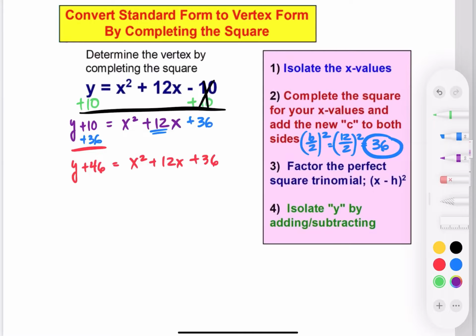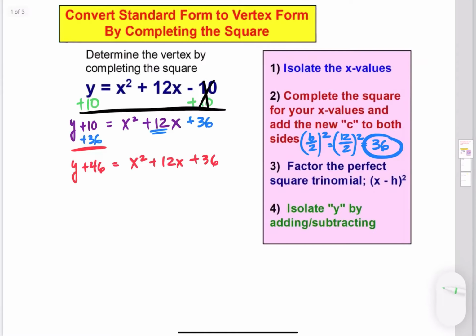So we're going to take that trinomial and write it in factored form. A quick way to do that is we're just going to square root the first term, which is x. We'll square root the last term, which is 6. We'll take the sign in the middle, which is a plus sign, and we'll square it. And we can do that only because it's a perfect square trinomial. Now that x plus 6 squared is really our x minus h squared in our vertex form. I'm just going to bring down everything else. I'm going to bring down that equal sign and the y plus 46.